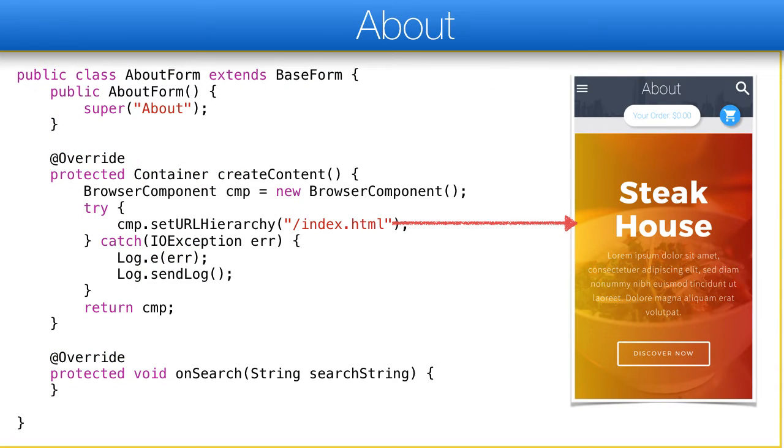The About form is pretty trivial. We store the full HTML hierarchy under the HTML directory, which acts as a special case and allows us to view HTML with all the bells and whistles on the device.